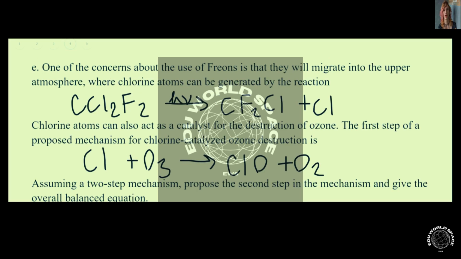And finally, E. One of the concerns about the use of freons is that they will migrate into the upper atmosphere where chlorine atoms can be generated by the reaction where CCl2F2 plus light gives us CF2Cl plus a chlorine atom. Chlorine atoms can also act as a catalyst for the destruction of ozone. The first step of a proposed mechanism for the chlorine-catalyzed ozone destruction is Cl plus O3 yields ClO plus O2. Assuming a two-step mechanism, propose the second step in the mechanism and give the overall balanced equation.